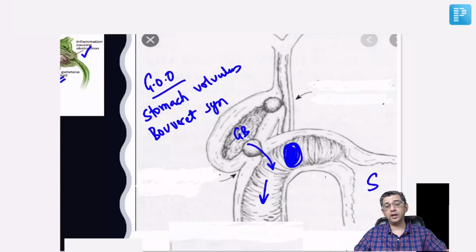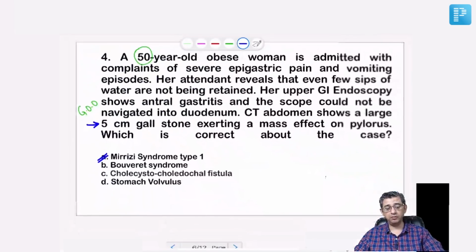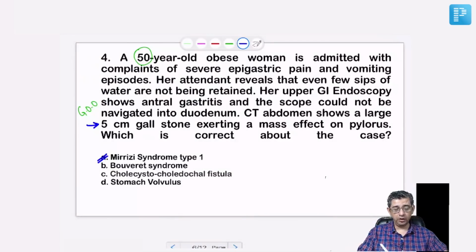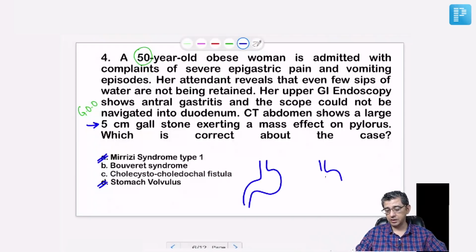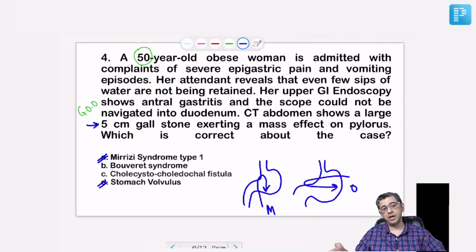And why can't it be stomach volvulus? In stomach volvulus, the CT abdomen will not show any finding of a gallstone per se. I'm ruling out stomach volvulus. You very well know that from surgery, it can be organoaxial volvulus, it can be mesenteroaxial. If the stomach rotates from bottom upwards, it is mesenteroaxial, just putting an M for that. If it's going like this, we call it organoaxial volvulus.